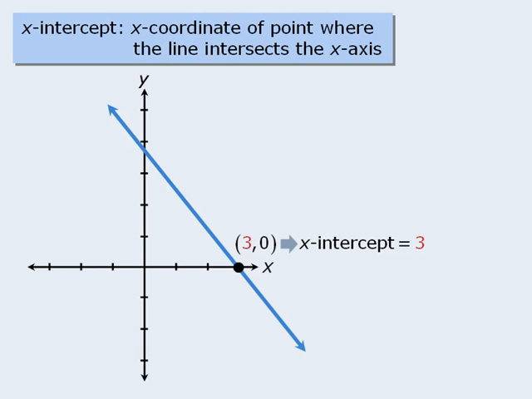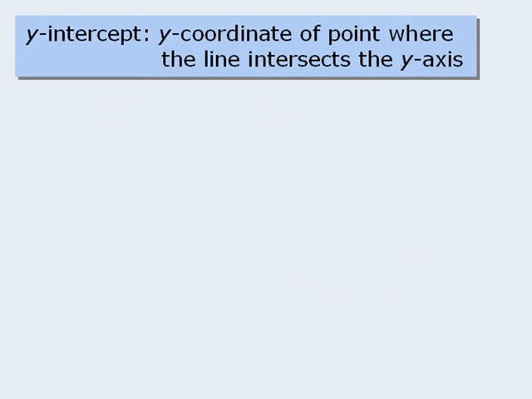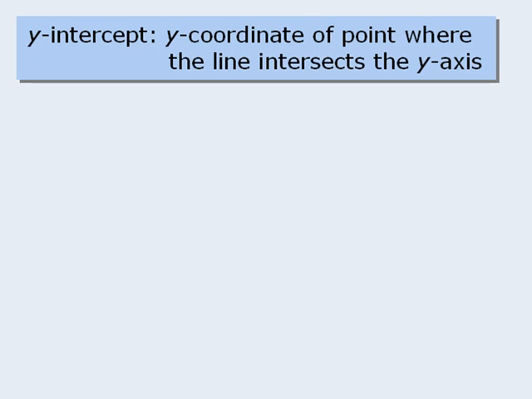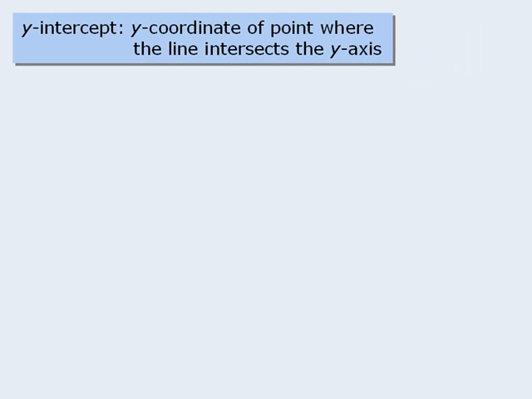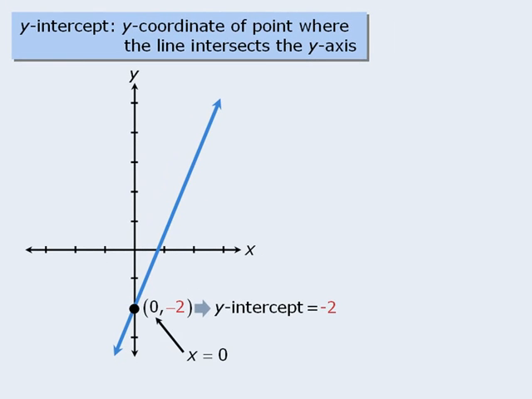Now, as an aside, please observe that the y-coordinate at the x-intercept is 0. We're going to apply this property shortly. Now, y-intercepts are very similar to x-intercepts. The y-intercept of a line is the y-coordinate of the point where the line intersects the y-axis. So since this line crosses the y-axis at the point (0, -2), we say that the y-intercept of this line is -2. Now please observe that at the intersection point here, the x-coordinate is 0.